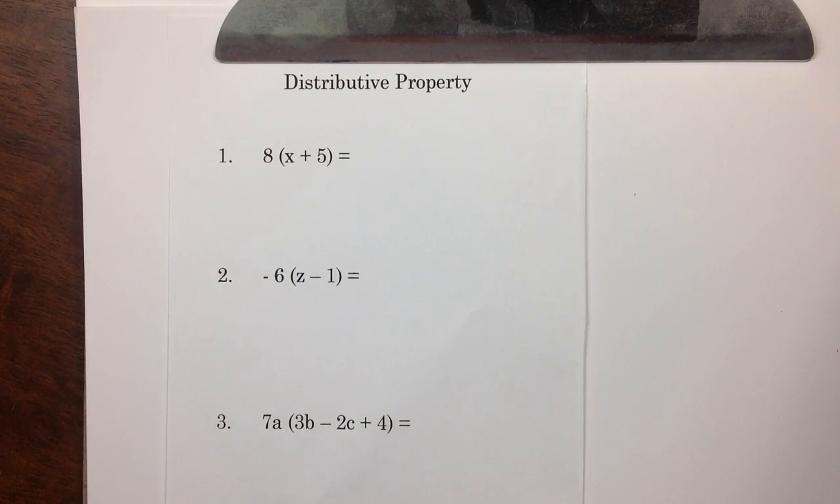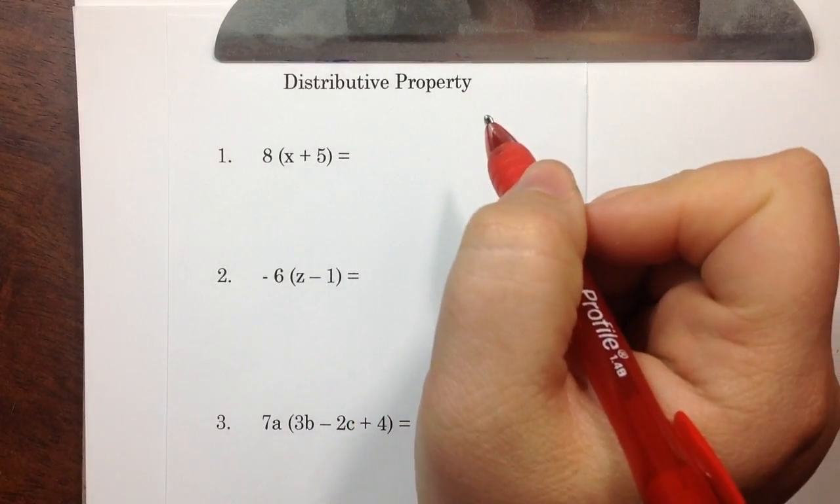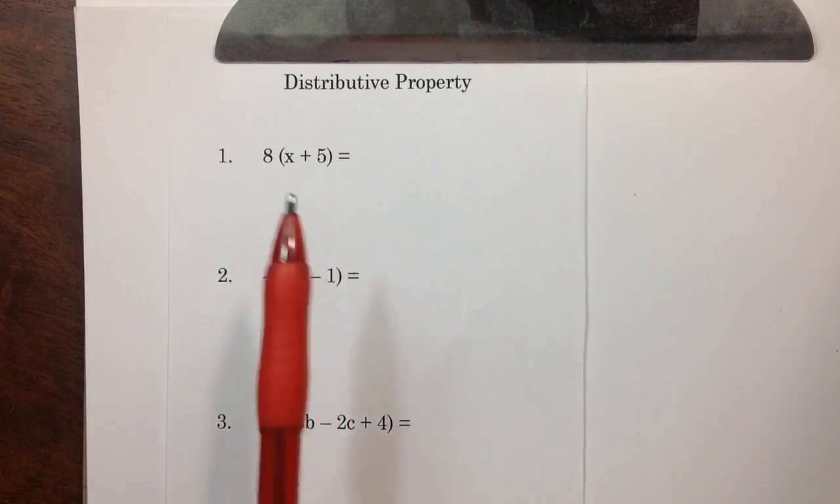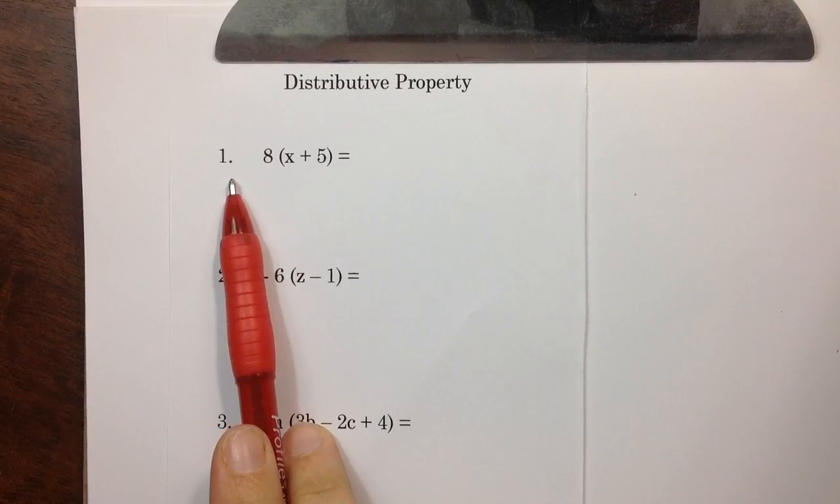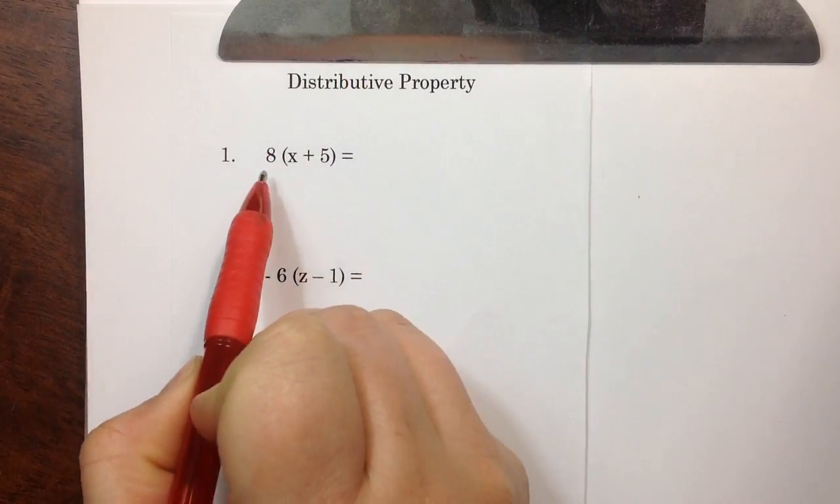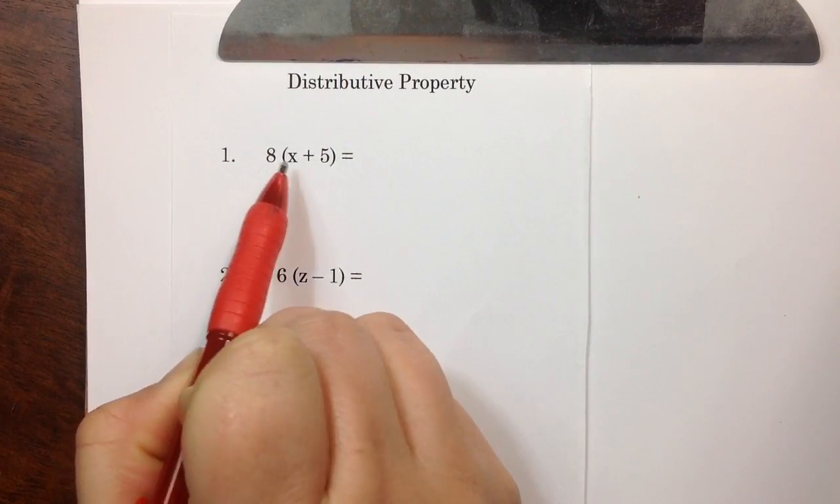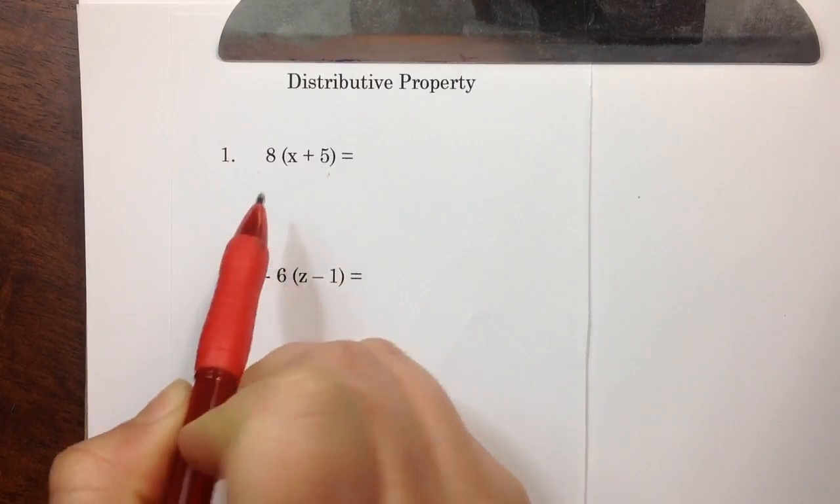So today we're going to talk about distributive property. Distributive means to multiply. So distributive property is going to happen when you have parentheses and then something outside of the parentheses. So how it works is everything outside the parentheses is multiplied by everything inside the parentheses.